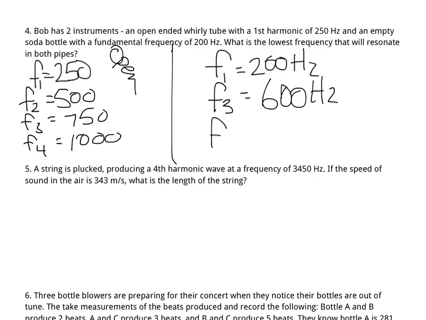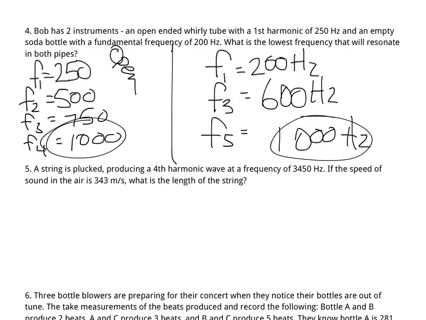And then there's no fourth harmonic, but there is a fifth, and that fifth one is 1000 hertz. The seventh one would be 7 times the fundamental, 1400 hertz, and so on. But we don't have to go that far because we found a frequency that's common to both. That is the lowest frequency that they share as a harmonic.